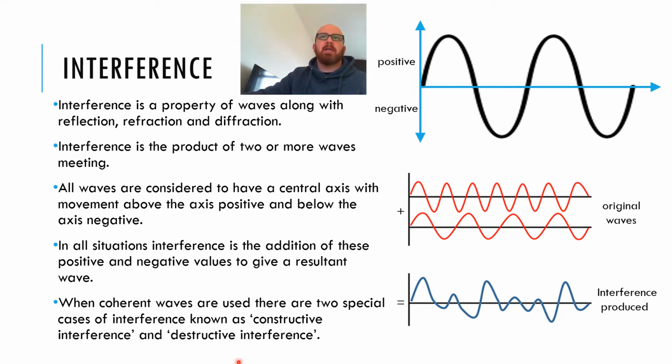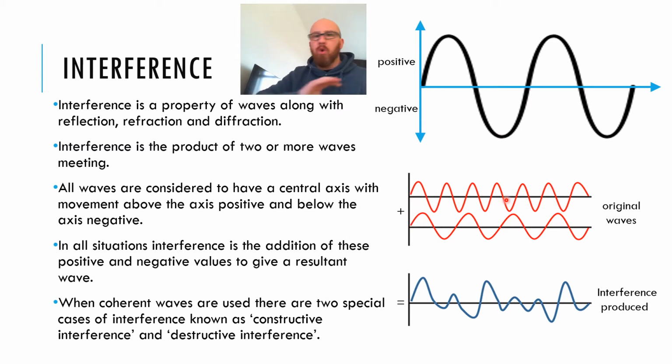All waves are considered to have a central axis with movement above the axis positive and below the axis negative. So the top diagram here shows you a wave. I put a central axis on it. Anything above the axis is considered positive. Anything below the axis is considered negative. And when we put two waves together, it's these positive and negative values that combine to give you the resultant wave.